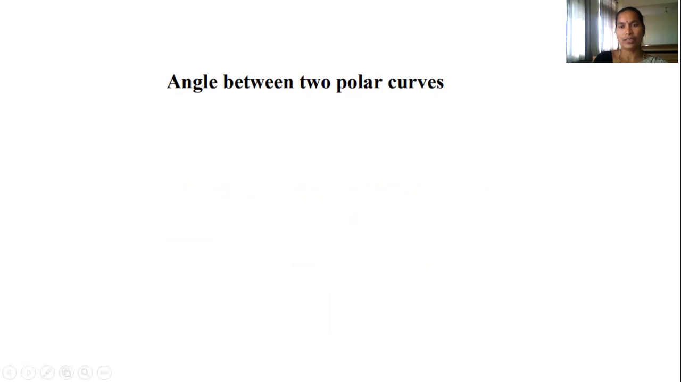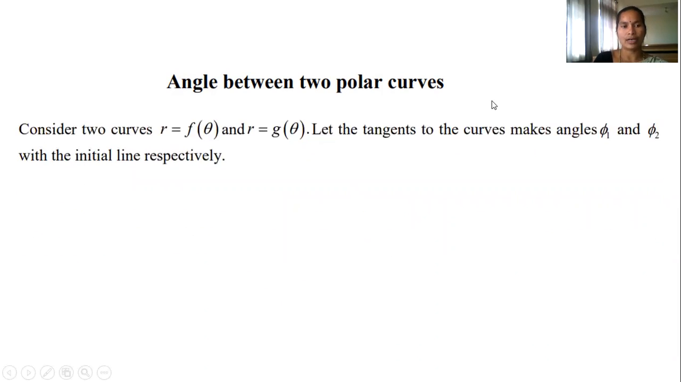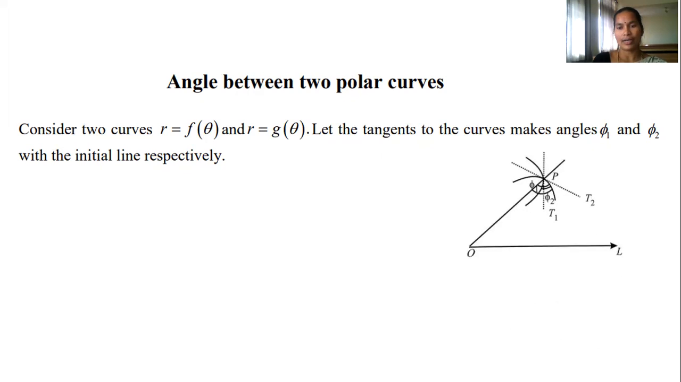So, for the angle between two polar curves, we consider two polar curves, r equals f of theta and r equals g of theta. Let the tangents to the curves make angles phi 1 and phi 2 with the initial line respectively. Here we have the diagram. We consider OL as the initial line and OP as the radius vector. One curve makes an angle phi 1 with the tangent T1, and the second curve makes an angle phi 2 with the tangent T2.